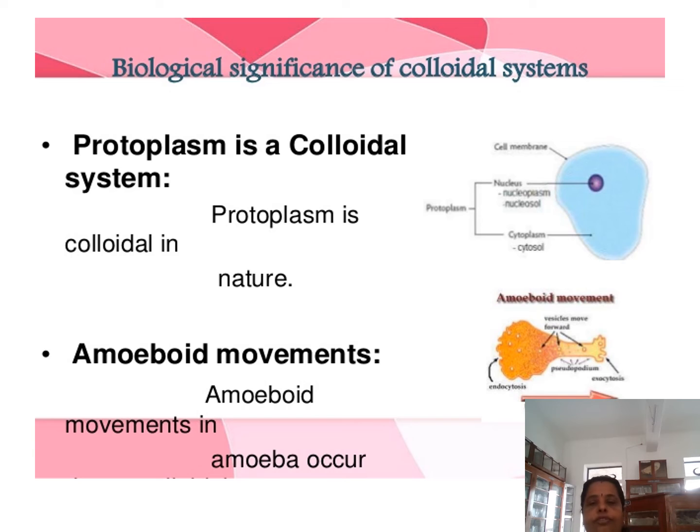Biological significance of colloidal system. The first biological significance is protoplasm. We know the very classical example: protoplasm is a colloidal system. And amoeboid movements: we know that protoplasm shows amoeboid movements. When the cell wall is degraded, you can see the protoplasm shows amoeboid movement, which is due to its colloidal nature.